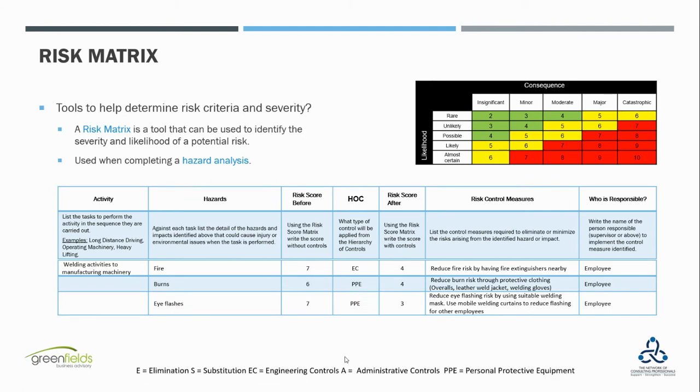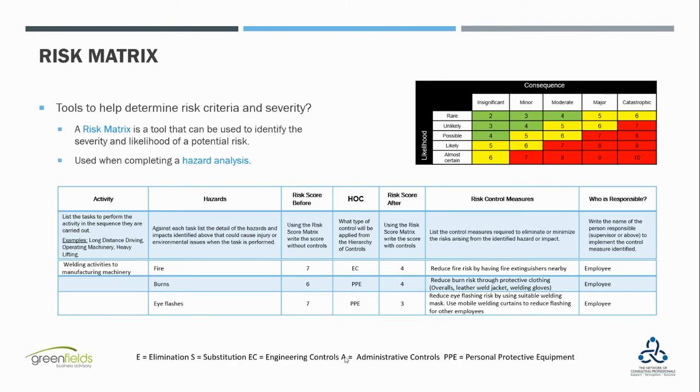In an example here, we may be able to identify an activity such as welding to manufacturing machinery. Under the hazards, we can identify that the hazards may be fire, burns, or eye flashes. If we look under fire, we've identified that the risk score matrix is 7. We come to that because a fire is probably major in terms of the consequence, and it's possible if we're welding. That gives us a score of 7 in red in the risk matrix.